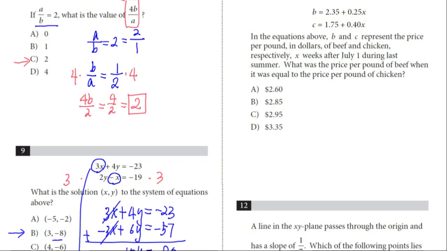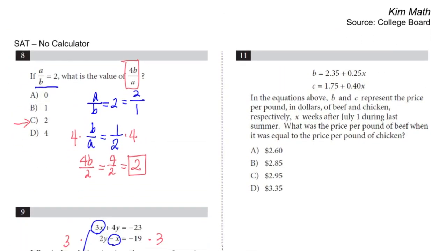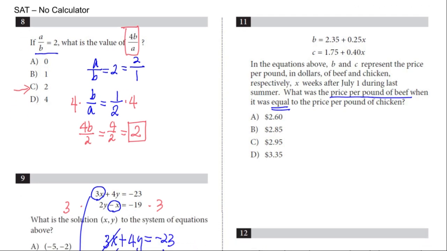Okay, next question. 11. Wow, we have a typical example of a system of equations. P and C are price per pound of beef and chicken, respectively, x weeks after July 1st. And the question asks us, what is the price of beef when these two values are equal? Okay, so we must solve this equation first.